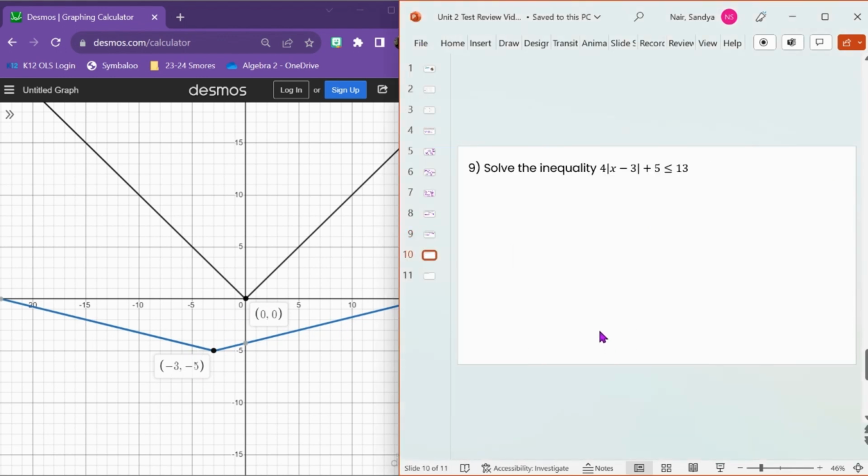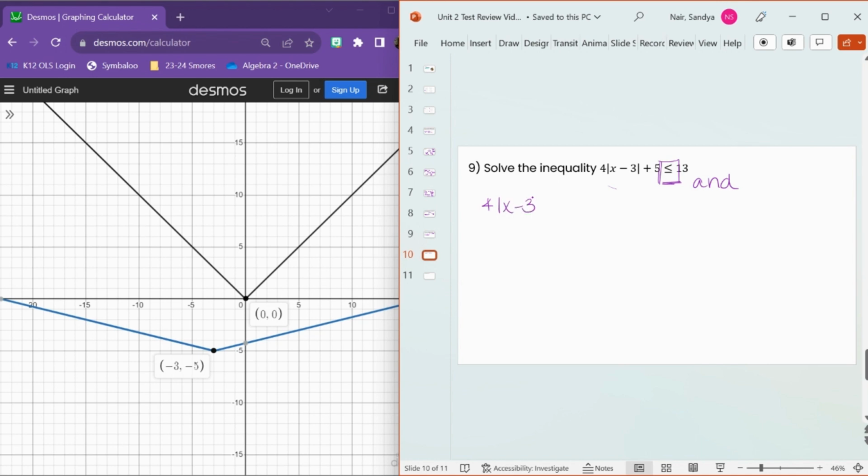Okay, so now let's try this problem. Let's solve the inequality 4 times the absolute value of x minus 3, plus 5, is less than or equal to 13. All right, so that less than or equal to, remember that's very important. That tells us that we have an and inequality. So when I rewrite this, once I have the absolute value by itself, I'm going to think about how it's going to turn into an and. But remember, we always need to first isolate the absolute value.